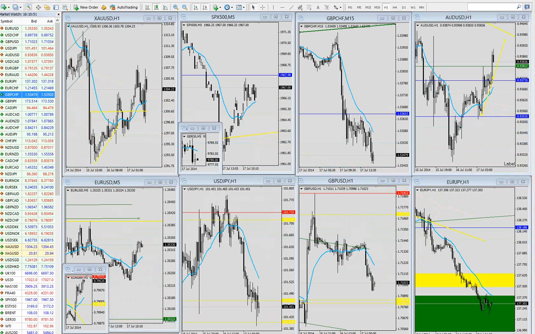Ooh, Microsoft extending gain in pre-market trading, up 2.4. There were some rumors that the company is going to cut 6,000 jobs. Looks like they want to cut 3 times more, 18,000 jobs.